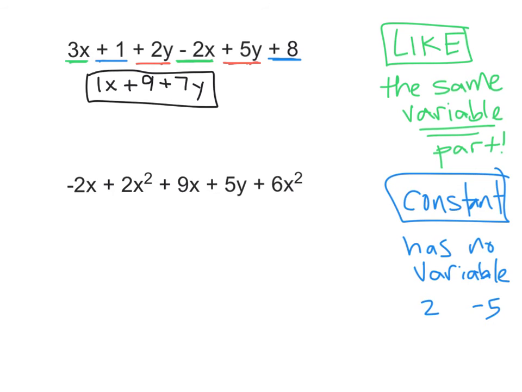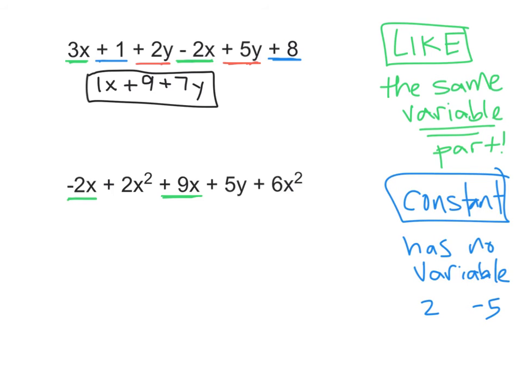Now the next example does pretty much the same thing, but you'll notice some x squareds. An x squared is a different variable part than x. So you remember up here x and y were different variable parts. x and x squared are also different variable parts. They need to be combined separately. So I'm going to start with this negative 2x, and I'm going to look for any other term with just an x portion, which is right here, positive 9x, and there are no others.